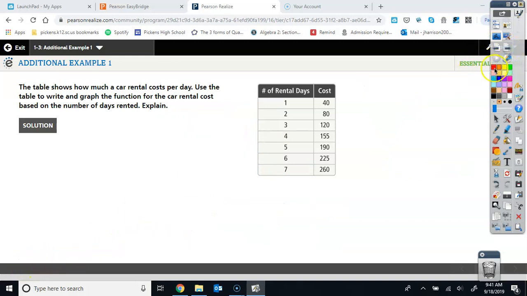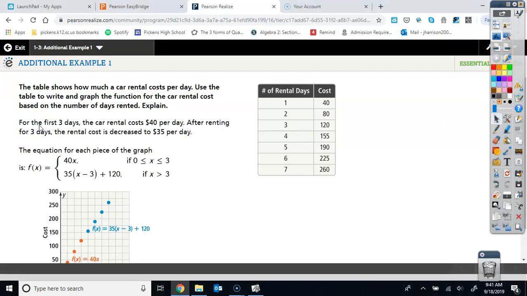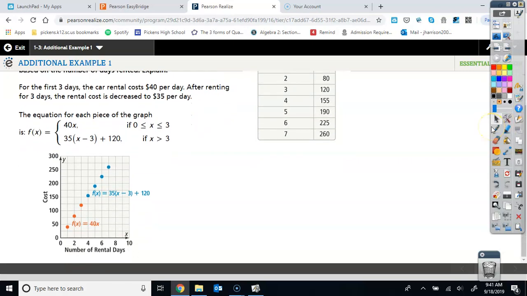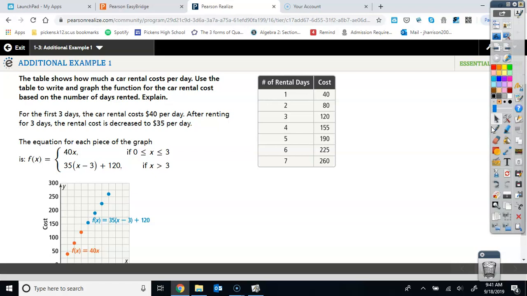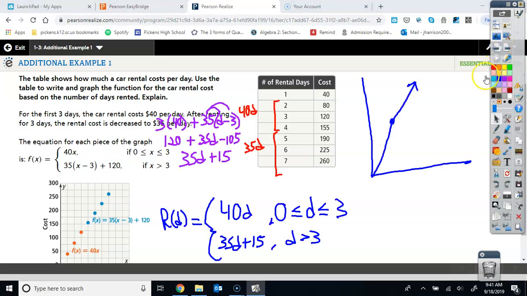So let's check our work, see if we got it right. Notice right here, we did the same thing that they did right here. You've got the example of the graph, the number of days here. And it gives us our solution, 35 times x minus 3 plus 120. Now, we went ahead and simplified that out, but that's exactly what we were looking at for our function as well.